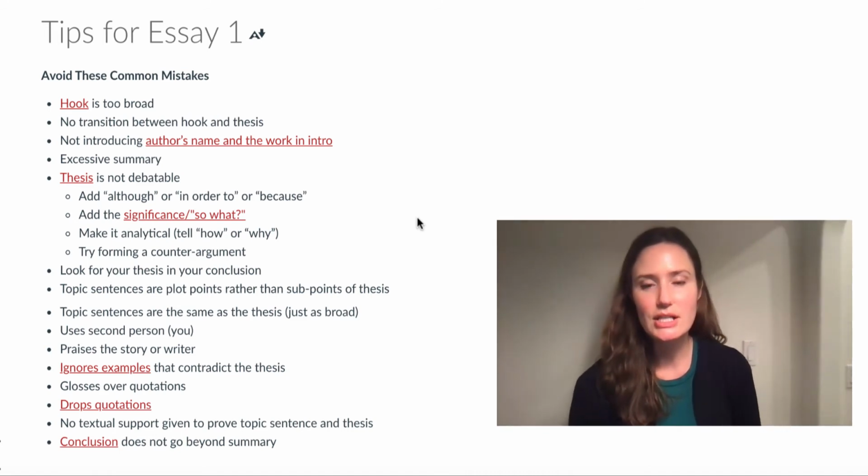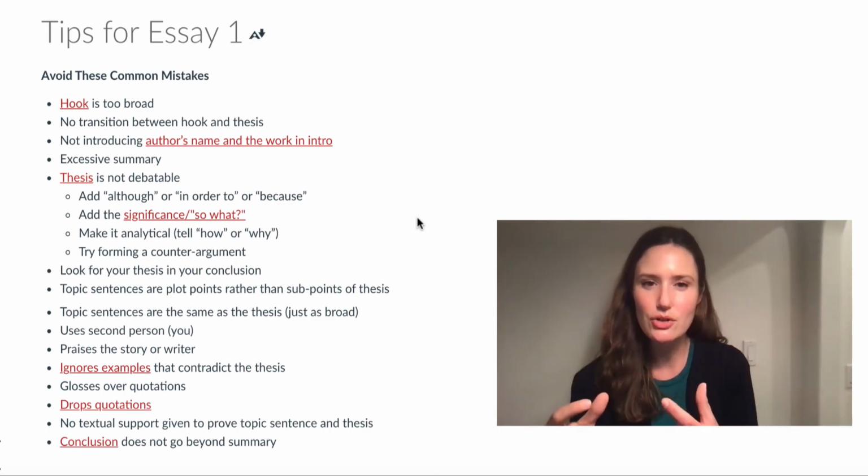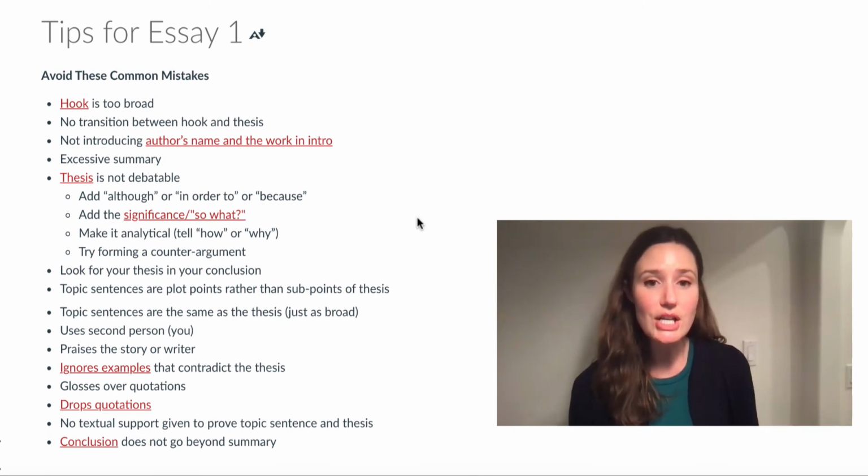It's not enough to just say something like, this symbol connects to an important theme, right? That's true of pretty much every story that has a symbol in it. So you want to make sure that your so what or your thematic significance is specific to your story and not something incredibly obvious. Make it analytical by addressing how or why or so what questions.